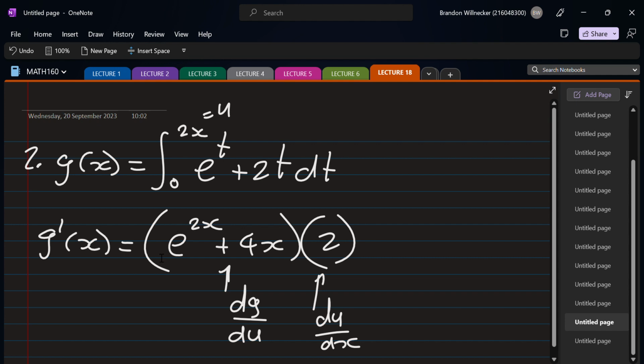I encourage you to just put everything in brackets like this. So the first part, put in brackets for your dg by du, and then the second part, the du by dx, put in brackets as well. It helps, separating the parts.